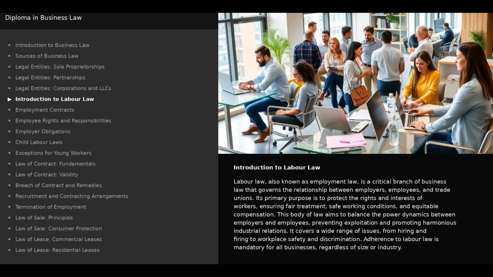Introduction to labor law. Labor law, also known as employment law, is a critical branch of business law that governs the relationship between employers, employees, and trade unions. Its primary purpose is to protect the rights and interests of workers, ensuring fair treatment, safe working conditions, and equitable compensation. This body of law aims to balance the power dynamics between employers and employees, preventing exploitation and promoting harmonious industrial relations. It covers a wide range of issues, from hiring and firing to workplace safety and discrimination. Adherence to labor law is mandatory for all businesses, regardless of size or industry.